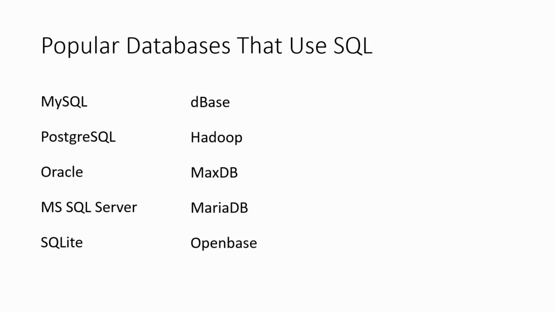So, some of the popular databases that use SQL. This is by no means the entire list. There's a lot more, but these are some of the more popular ones that you may have heard of. First we have MySQL, which is extremely popular. That's what we'll be working with in this particular course. But you also have Postgres, which is another really popular relational database, Oracle, Microsoft SQL Server, SQLite, and then you have dBase, Hadoop, MaxDB, MariaDB, which is a drop-in for MySQL, and OpenBase. These are just some of the many relational databases that use SQL.